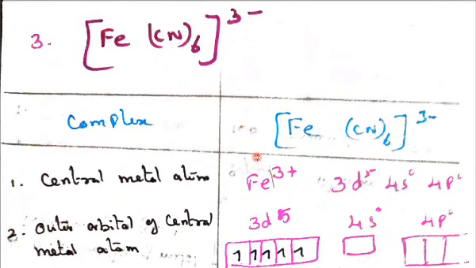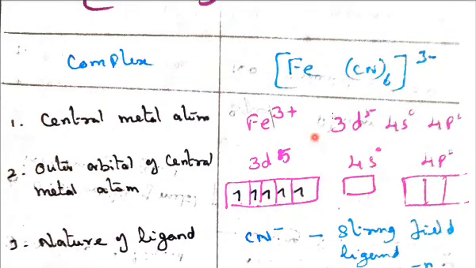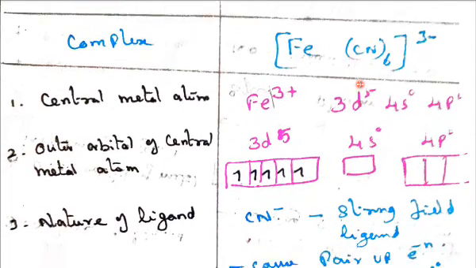So what, 3d6 4s2 we should write, and then from 3d6 4s2 remove 3 electrons because it is a 3+ ion. After removing, it becomes 3d5 4s0 4p0. The 5 electrons are written one in each of the 5 boxes. Then cyanide is a very strong field ligand, so pairing will take place.